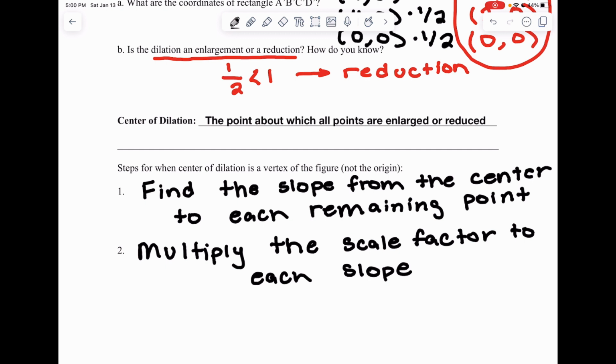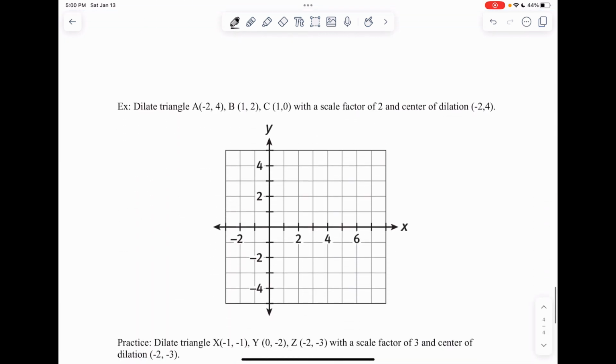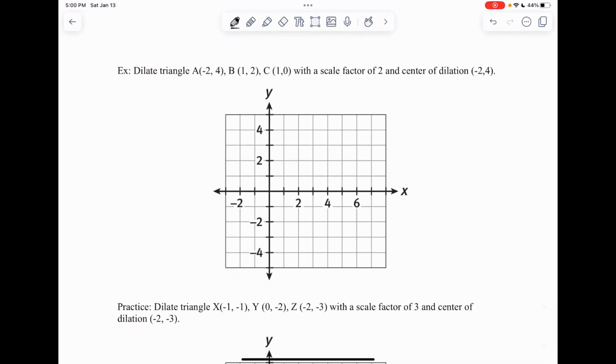So let's try this in an example. I'm first going to plot the points -2, 4, 1, 2, and 1, 0. And it says dilate this triangle with a scale factor of 2, meaning our figure is going to get bigger. And the center of dilation is -2, 4. So my center of dilation is A.